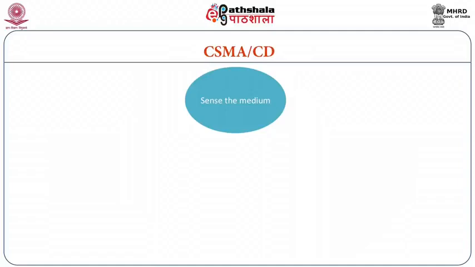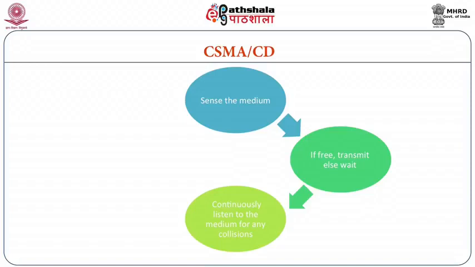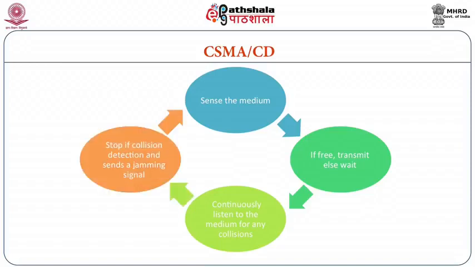So it senses the medium. If free, it transmits, and then it continues to listen to the medium, and if any collision has been observed, it stops the transmission, sends a jamming signal, and retransmits the packet. So this is how carrier sense multiple access with collision detection works.